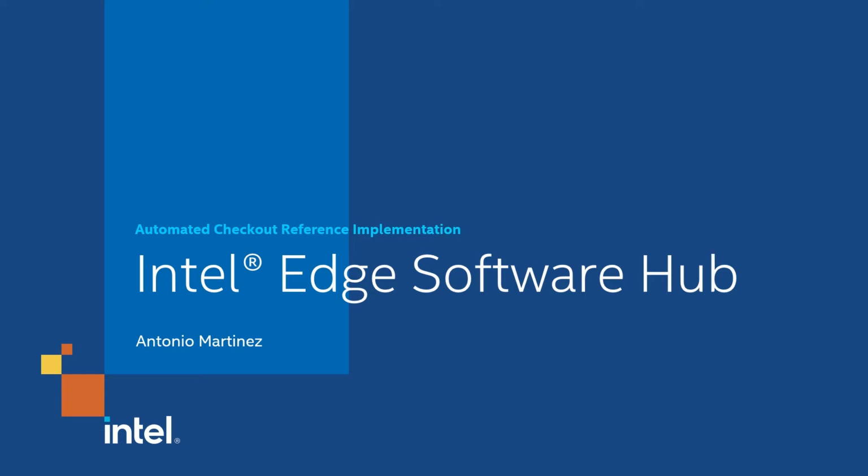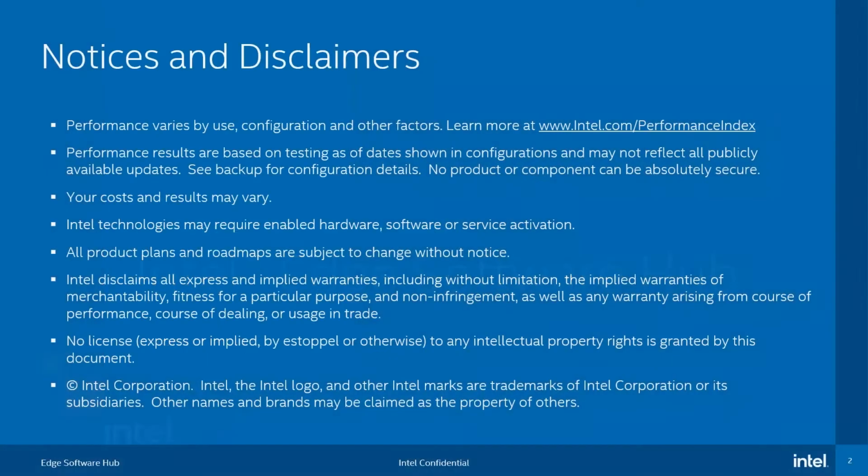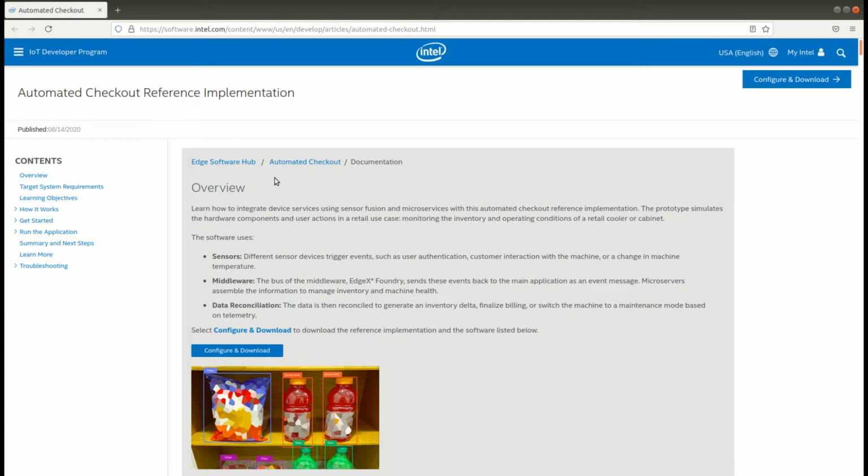This video will cover the installation and running of the automated checkout reference implementation. In this video, you will learn how to integrate device services using sensor fusion and microservices with this automated checkout reference implementation. The prototype simulates the hardware components and user actions in a retail use case, monitoring the inventory and operating conditions of a retail cooler or cabinet.